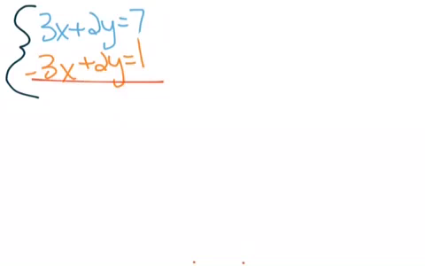When you take a look at that, you're going to see that 3x and a negative 3x are going to cancel each other out. So you're going to add these two together. Okay? We have 2y plus 2y equals 4y.